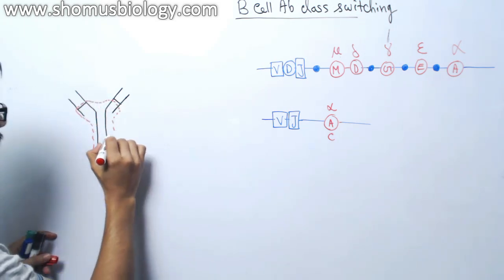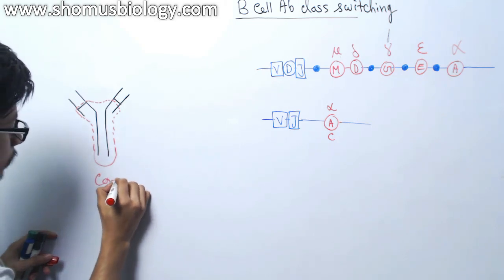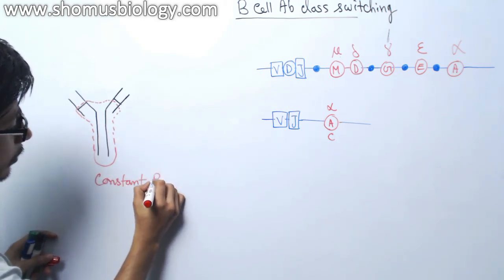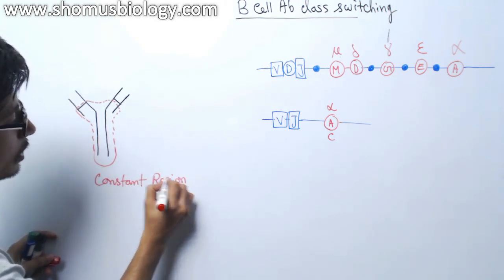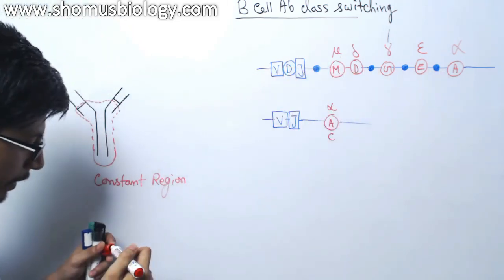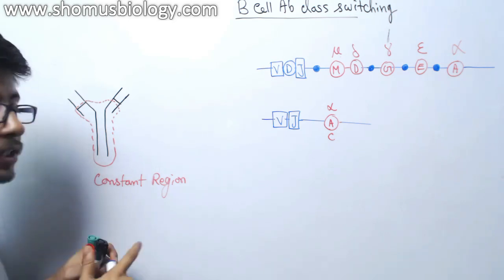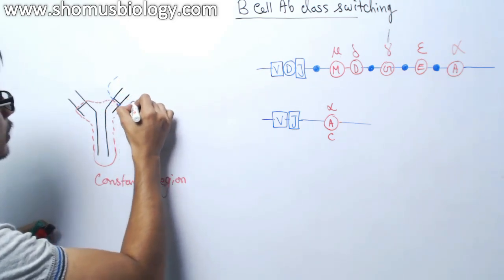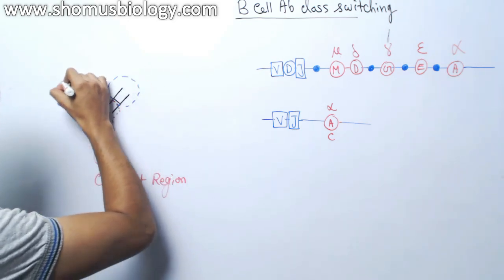This region is known as the constant region. I draw the constant region with red. Here also I draw; I'll be explaining that in a few minutes. And there are some regions known as the variable region, which is this small area.